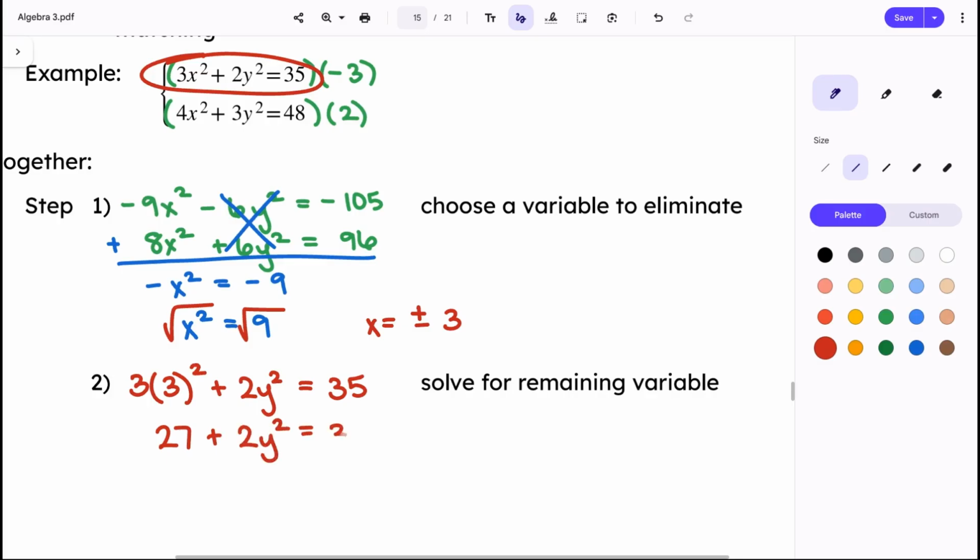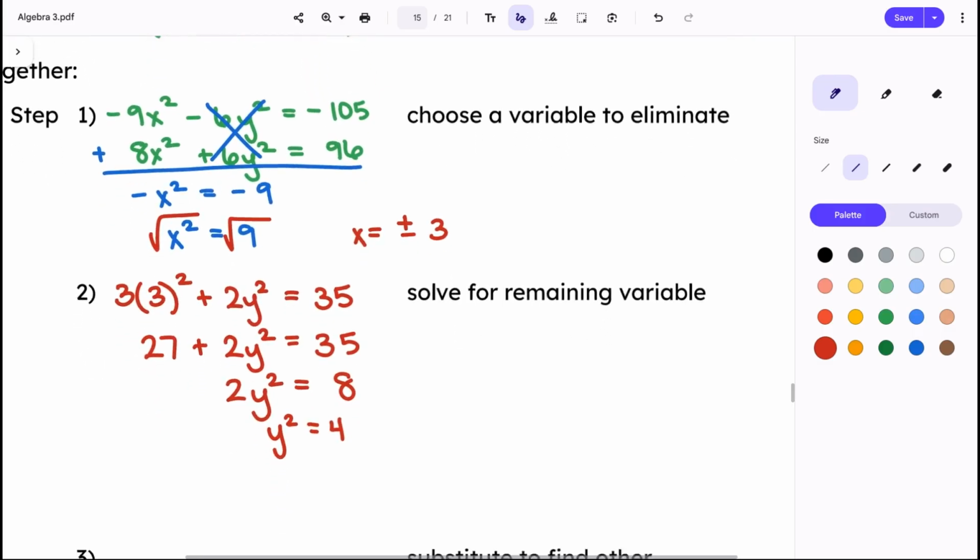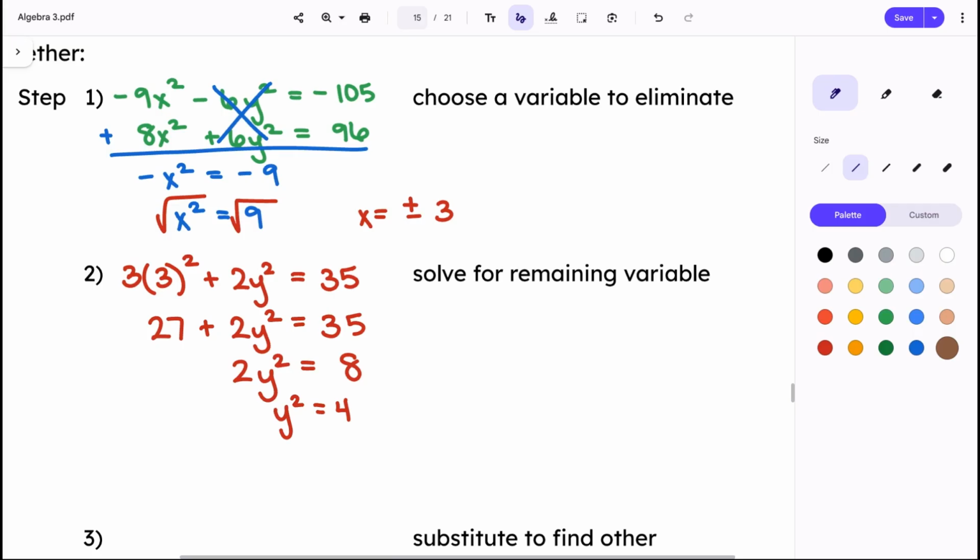Okay, if I subtract that from 35, that should leave me with an 8. And then I would divide by 2. So I have y squared equals 4. What do I do now? Square root it. So what do I get for my y's?